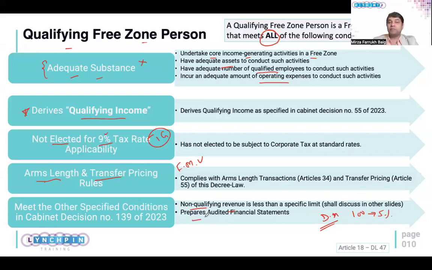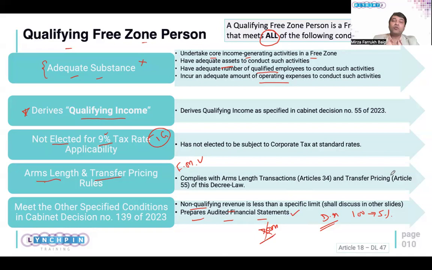And I should be preparing the audited statement. It is a requirement, because outside the free zone, the requirement of having audited statements is only applicable if my turnover is greater than 50 million. But if you are a free zone entity, this threshold is not applicable. If you wish to be a qualifying free zone entity, then your audited statement is a must. It's not based on a threshold.